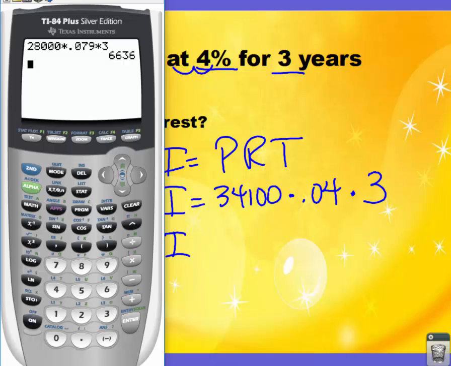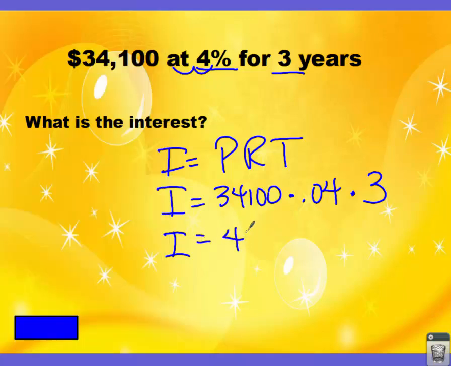We type in the information: 34,100 times 0.04 times 3. Enter, and we end up with 4,092. And again, since we're finding interest, we do put a dollar sign.